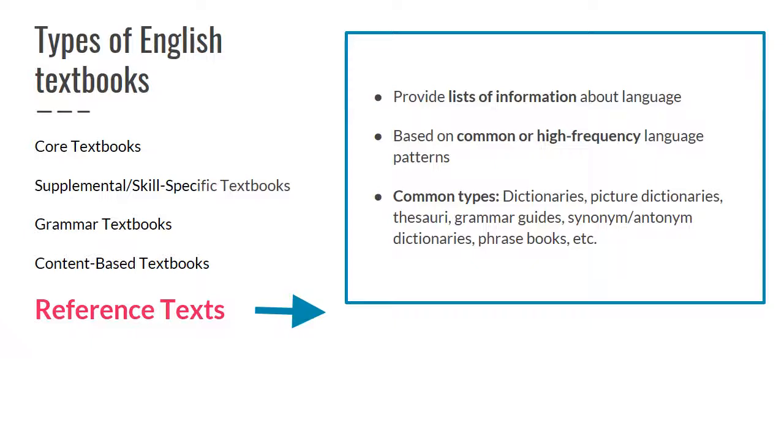Lastly, reference texts are books that provide lists of information about language and are not recommended to serve as a core textbook. Often, reference texts are used for self-study, additional help, or to work alongside a core or skill-specific text. Reference texts are based on commonly occurring language patterns and vocabulary. In other words, reference texts rarely capture 100% of the English language, and instead opt for words and grammar patterns that students are most likely to encounter. Common types of reference texts include dictionaries, thesauri, and phrase books.